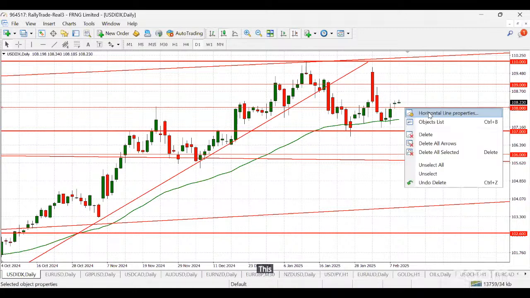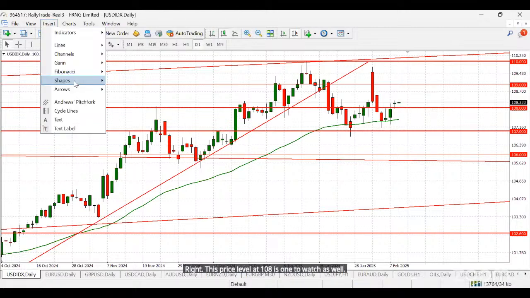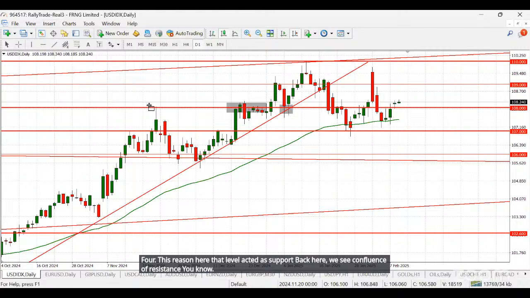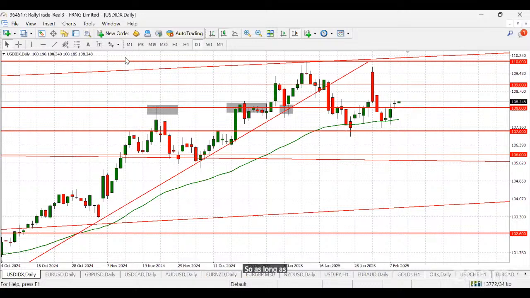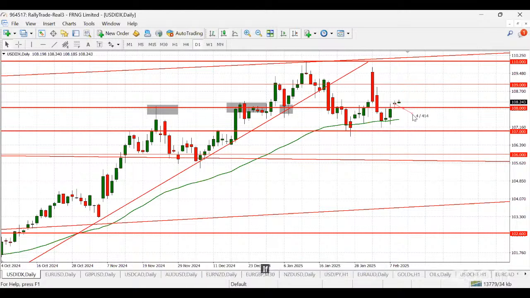Two, this 108 level. Right, this price level at 108 is one to watch as well. For this reason, here that level acted as support. Back here, we see confluence of resistance. Here as well, resistance. You see, now that price is above it, so we expect this 108 level to act as support for price. So as long as price is above 108 level, we expect bullish continuation from USD index. If it closes back below 108, then that gets bearish for the US dollar index.